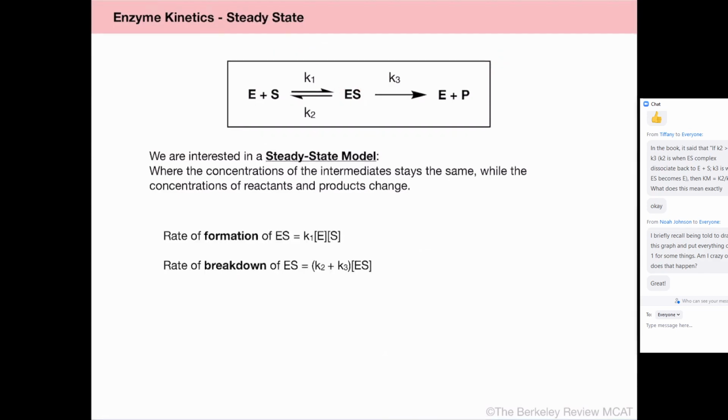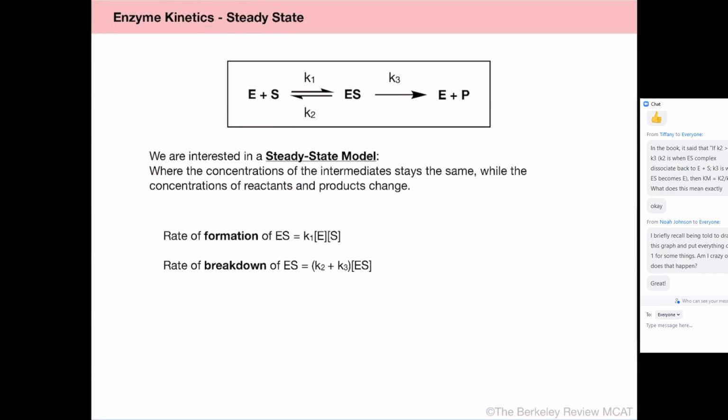So I'll write that here: rate of formation of ES. And you can look at this. How do you form ES? It's k1, this rate this way, times enzyme and substrate, which can be represented here. And what about the rate of breakdown of the enzyme substrate complex? Well, that's just your rate going back to your enzyme plus your substrate, and then your rate going from the enzyme substrate complex into your actual product. And you can express that down here.